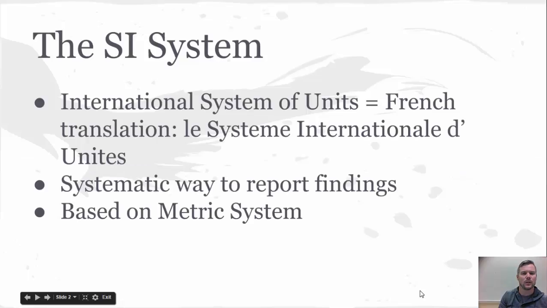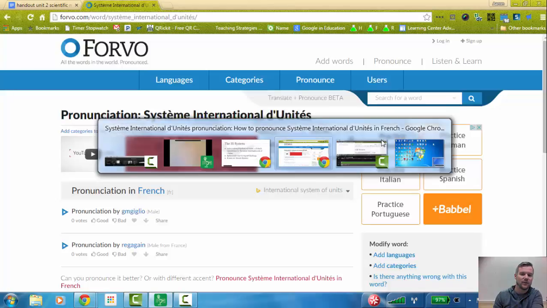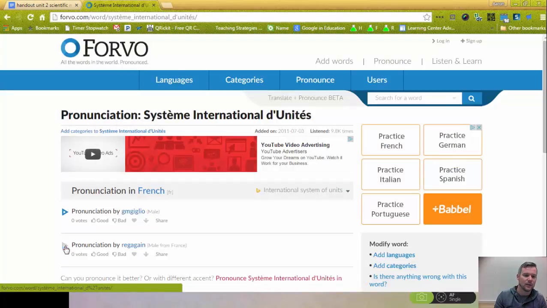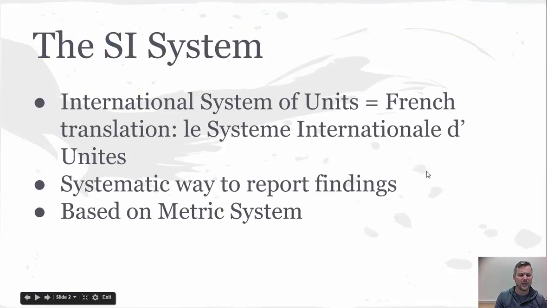The SI system discussion. So the SI system, we would call here in the United States the International System of Units, and it comes from French, which I can't say, but you can see it listed here, and I'm going to go over to a translation of that since I can't say it. Système international d'unités.